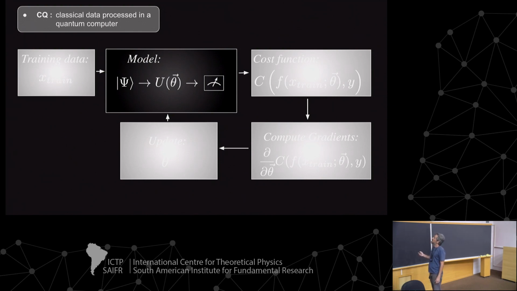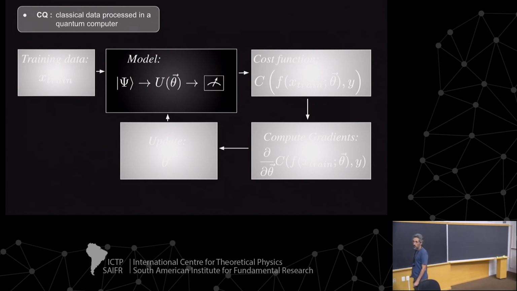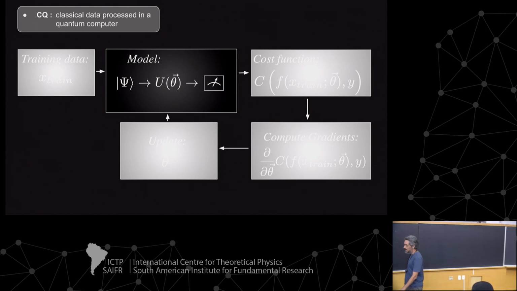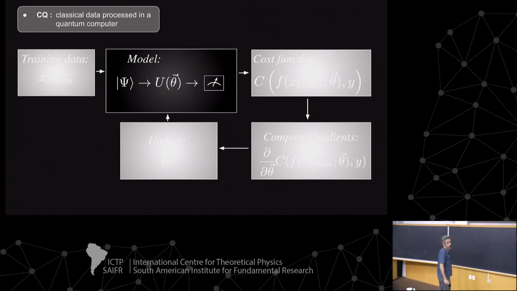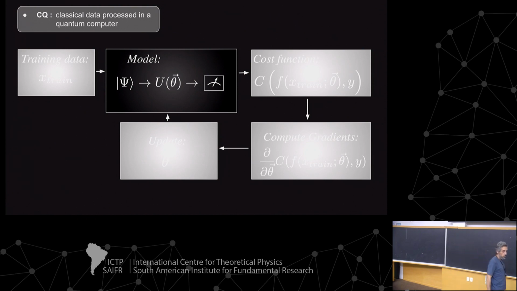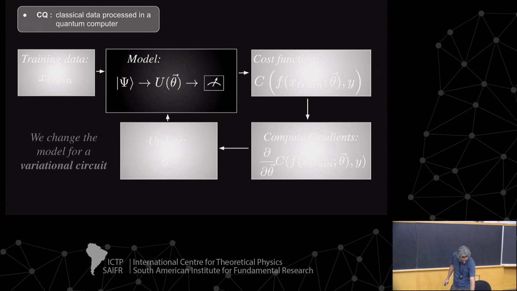And you measure. Then you take classical information again. Then you just continue: cost function, compute gradients, update theta. And again, we just change this model for a quantum computer. This is the idea when you're talking about classical data processed in a quantum computer. This is what we will do. So how can we do it?